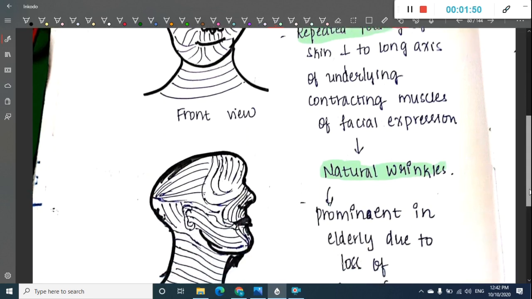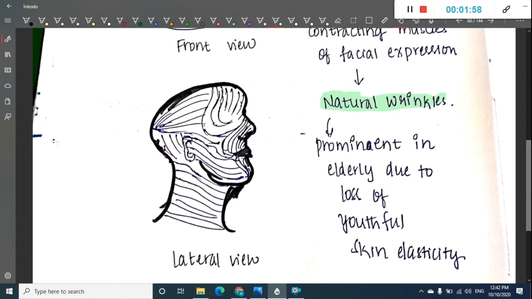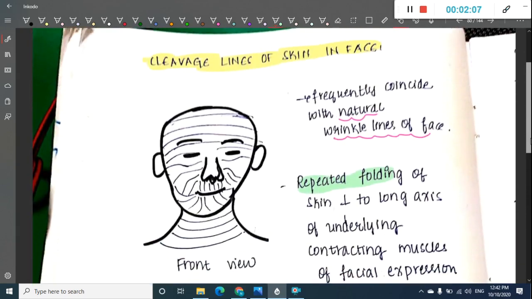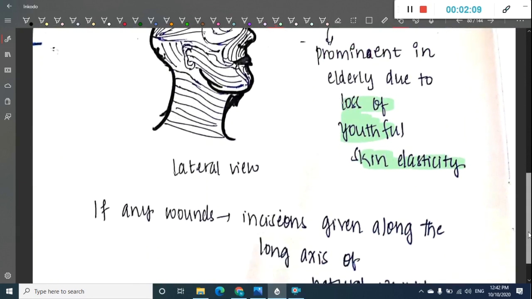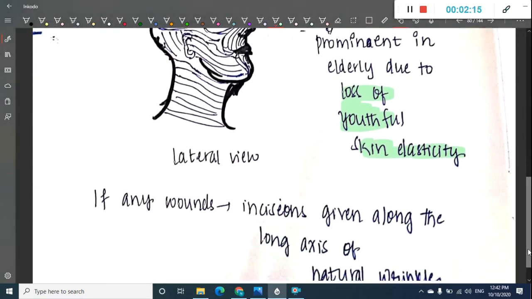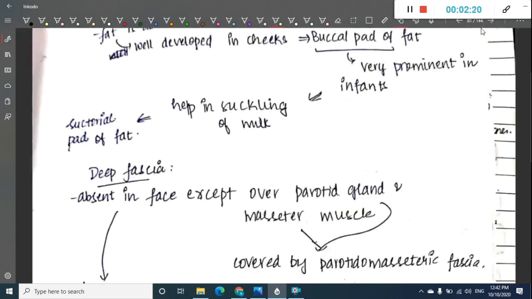Then where are these natural wrinkles most seen? They are mostly prominent in the elderly because of the loss of skin elasticity. Once there is loss of skin elasticity, these natural wrinkles are seen in old age people. Okay, so this is the lateral view of the cleavage lines of the face. If there are any wounds, you should give the incisions along these cleavage lines so that healing is done without any significant scar formation, along the natural wrinkle line.